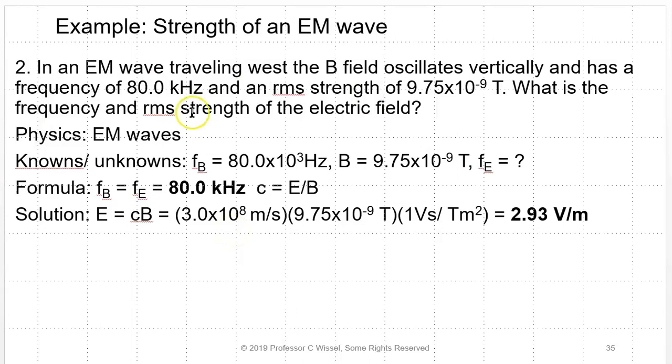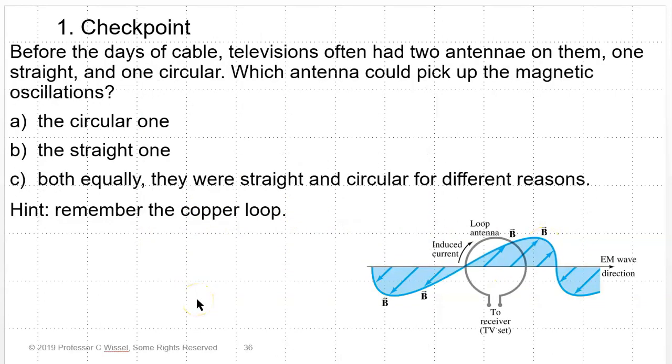That's both components. We also know that c equals E divided by B. So E equals c times B. Here is our c and here's our B. Units conversion, 2.93 volts per meter. Now the checkpoints should also be done at home. And then when you view the lecture videos or come back to class, check them off. If you got a whole bunch of them right, you probably know this stuff. If you don't, you need to review.